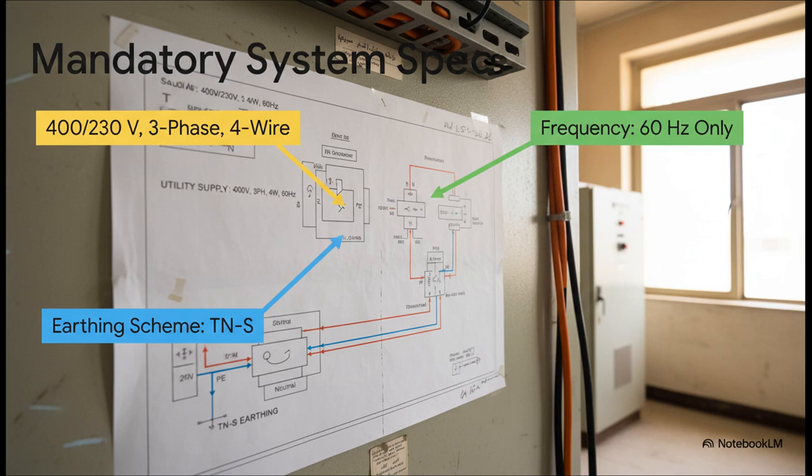The frequency has to be 60 Hz. Using 50 Hz equipment is a huge and surprisingly common mistake, so watch out for that. And for safety, it has to be a TN-S earthing system. That means your neutral and your earth conductors stay separate all the way through the system.